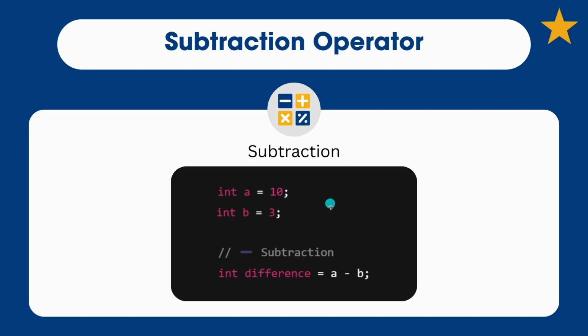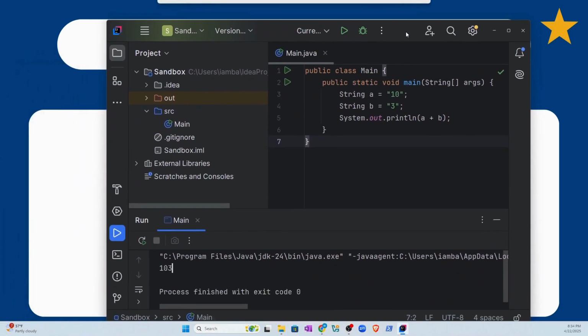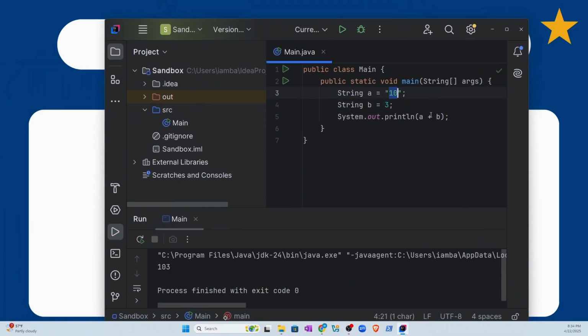Subtraction operator, same idea, right? Instead, it'll be subtraction. So if I change this to be back to my ints, and then I change this to subtraction, of course, if my math checks out, this should be 7. It does handle negative numbers. So you could do b minus a, and then you'll get -7. There you go.